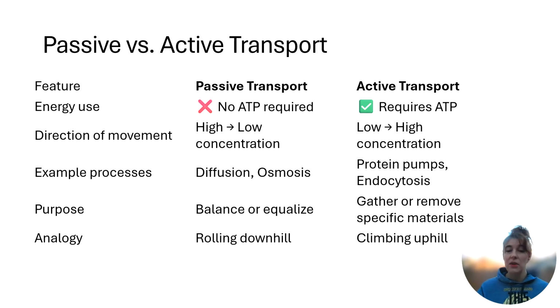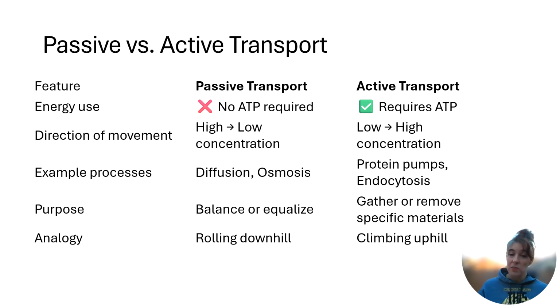So just a quick little chart if you needed to add this to your notebook for whatever reason. Maybe you missed that day and you don't already have this. So passive transport, there's no ATP. It's high to low. Diffusion, osmosis, facilitated diffusion. It's to balance or equal the environments. This is like rolling downhill. It's very easy. There's no energy used. Once it's in place, it's going to happen.